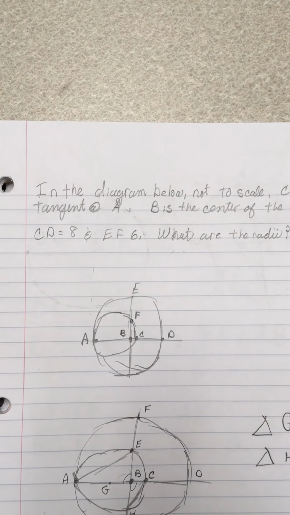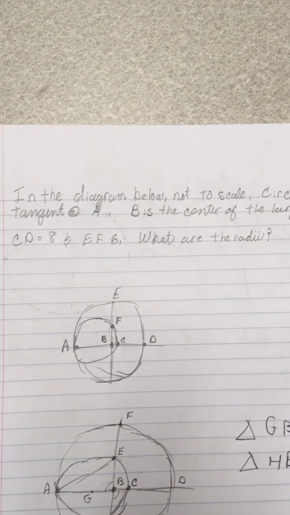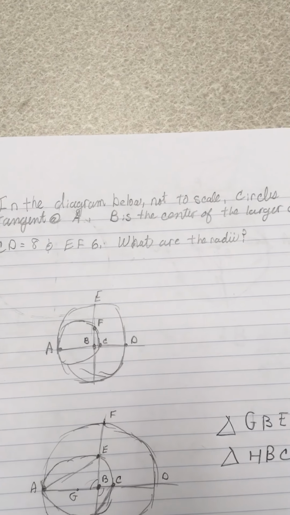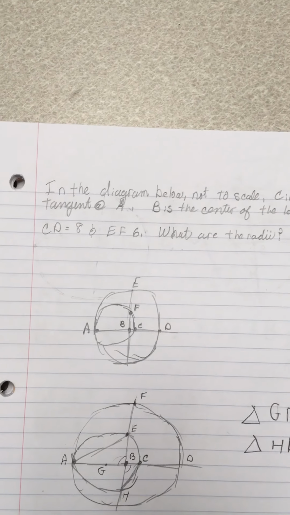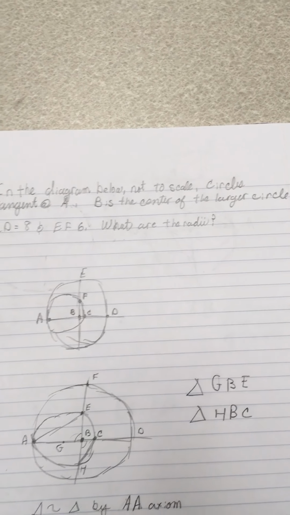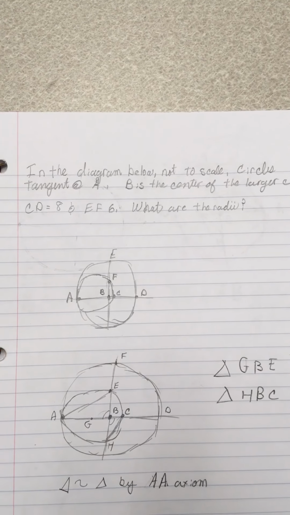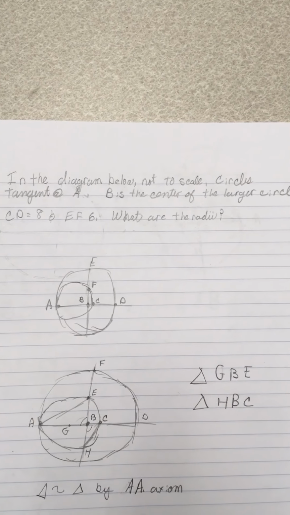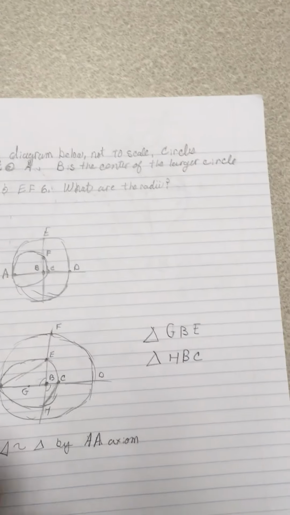Alrighty, I had number 18 for my problem, and it was as follows. In the diagram below, drawn not to scale, these two circles are tangent at point A. B is the center of the larger circle, and CD equals 8, and EF equals 6. What are the radii of the two circles?